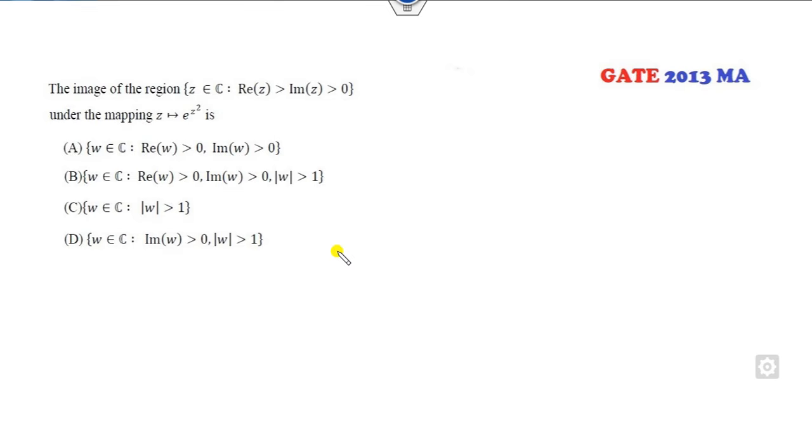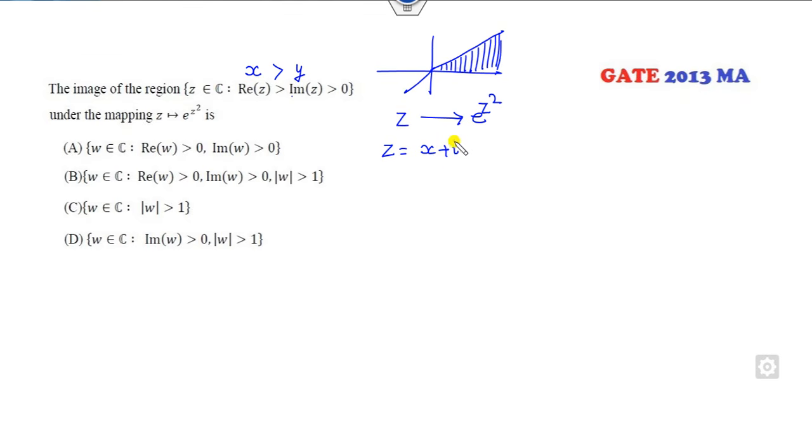Look at this another one. The image of the region, real part is x, imaginary part is y. X is greater than y, that is, this is my here. X is greater than 0. So this is the portion available here. Fine. Then you have the mapping from z to e raised to power z square. So I can simply choose here. Then what is my z square? It is x square minus y square plus 2xy iota.